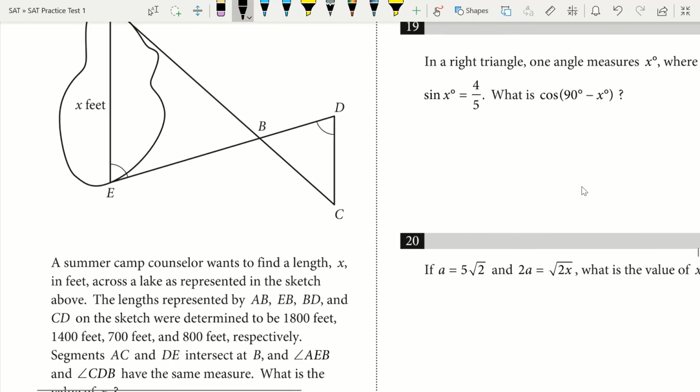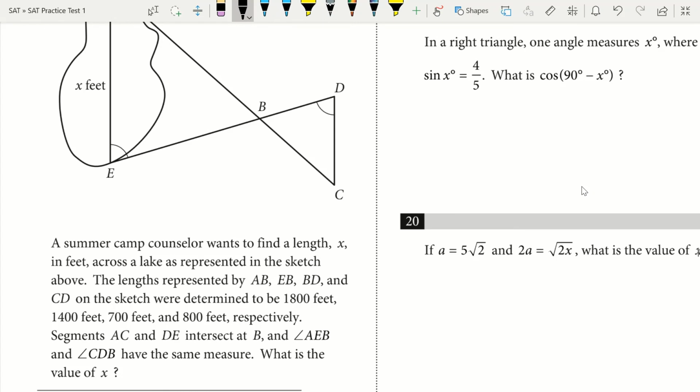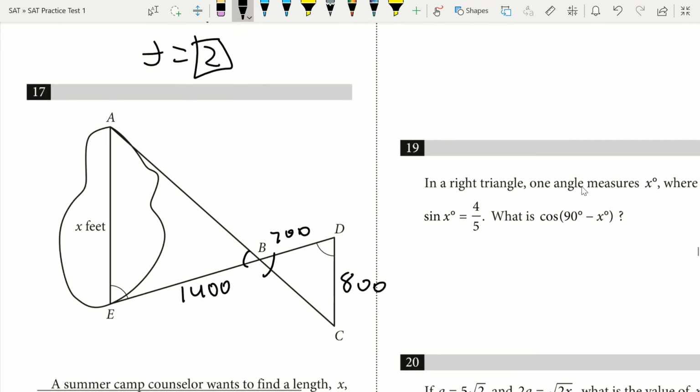All right, 17. We've got a bunch of lengths, and we're asked to solve for x. So we've got 800 feet, which is CD, and then BD is 700 feet, and EB is 1400 feet. Right off the bat, I know these angles are the same, so going from B to E is similar to that length from B to D. I know I'm doubling going from 700 to 1400, and I also know that D to C is similar to A to E. Those are the two similar side lengths. I have to multiply that 800 by 2, and that gives me 1600 for x.